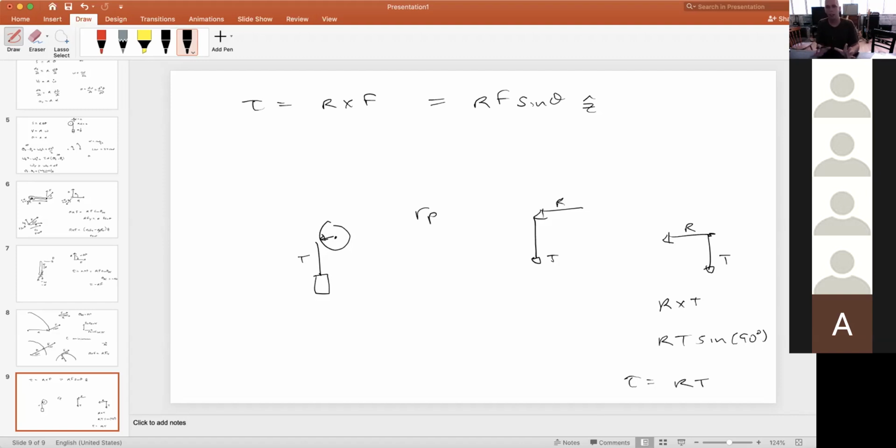Most of the time, that's what's going to happen. We're going to have an R vector of the object and a force acting on it at an edge, and you'll be able to do that.